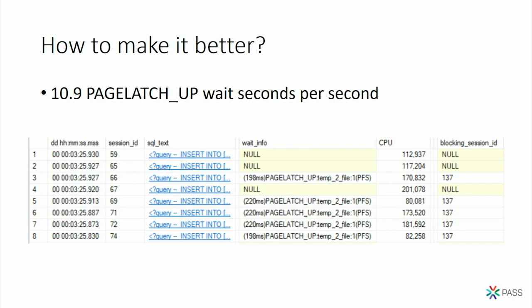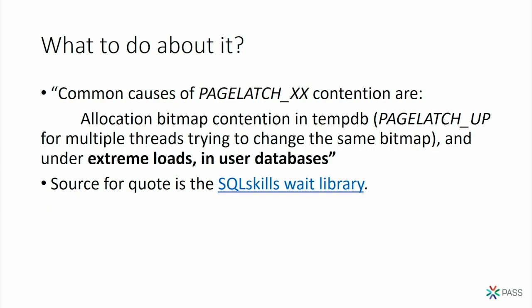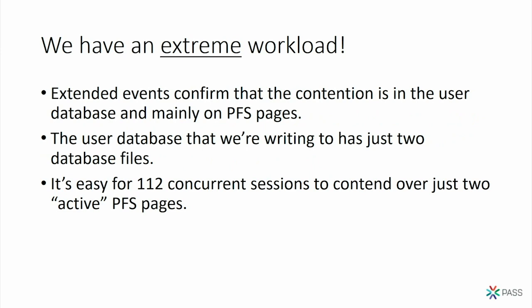OK, back to the bottleneck. We've got some PAGELATCH_UP issues now. You can see this during the workload with sp_WhoIsActive or some other tools. In case you don't know what this wait type is, it's usually about allocation on special pages, so PFS pages, SGAM, and so on. Most of the time, it's TempDB. But if you have an extreme workload, you can see it in user databases. We've got an extreme workload. We're pushing the server so hard, we're getting a rare bottleneck.